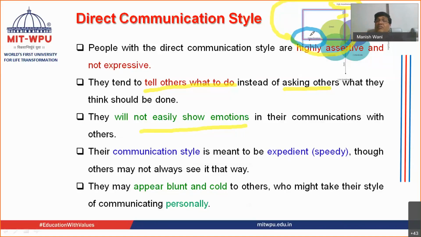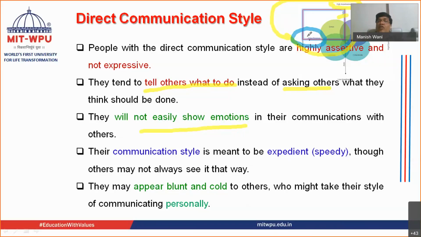Basically, their communication style is to hasten things up, to expedite things. They don't want to waste time because they feel they don't have so much time. So they will be very short, very crisp in whatever they are saying or writing. Communication is both written and oral. While writing they will write short and crisp, and while speaking also they will speak short and crisp. They won't say anything beyond the point.